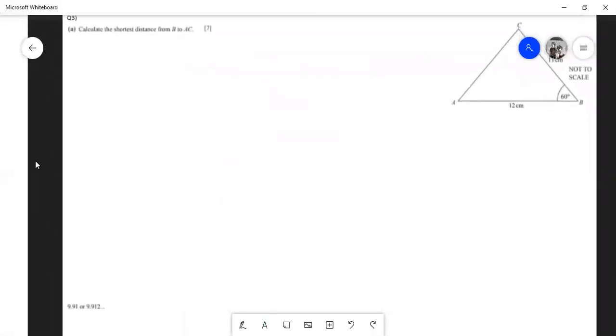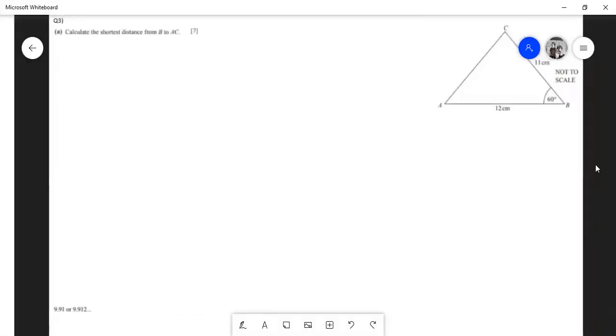Okay, question 3. Let's see what we have. I don't think I'll finish all because the rest is relevant to the previous one. So of course you can try it out, and if you've got any doubt you can clear it with us. In question 3 they want you to find the shortest distance from C to AB. Guys, C to AB. I will shift a little bit here.